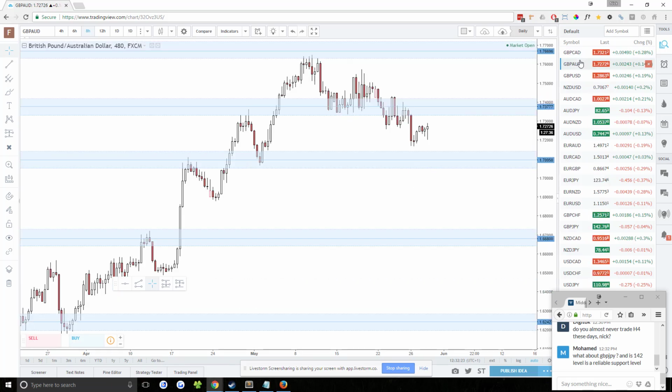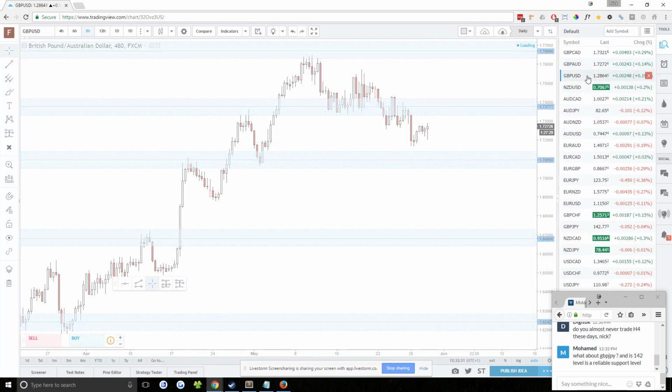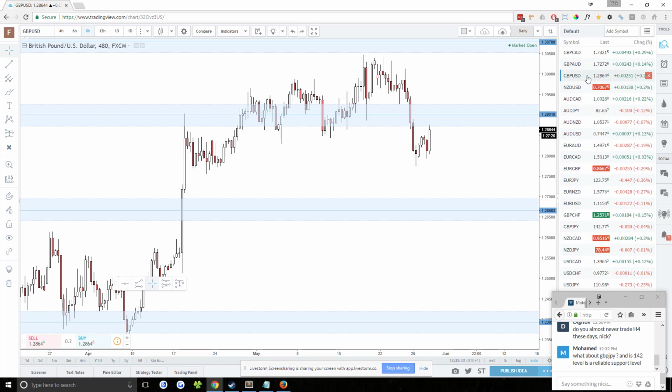Same goes for GBPAUD, pretty much the same setup. This one isn't moving as nicely, but if it pushes up to this resistance area, we could get a nice little continuation reversal. And the same goes for GBPUSD. This one is much closer. It's actually very close to resistance. So keep a close eye on this one, see what happens when it hits this area properly. If we get a nice little indecision candle, we might be able to jump in for a short continuation trade.